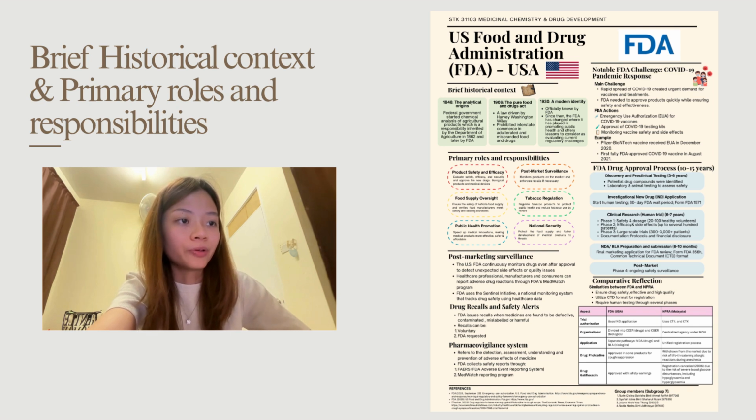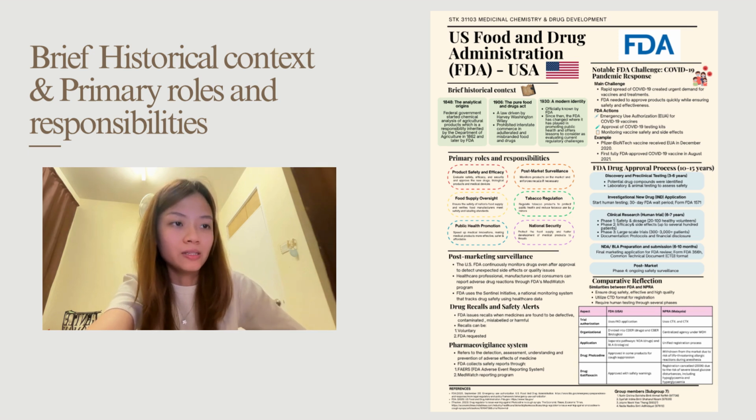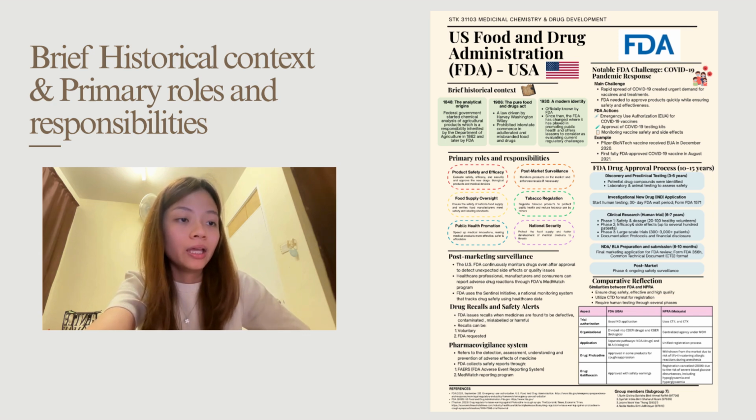Next, the FDA has several primary roles and responsibilities. First, in terms of product safety and efficacy, the FDA evaluates the safety, efficacy, and security of, and approves, new drugs, biological products, and medical devices. Next, in post-market surveillance, the FDA monitors products on the market and enforces recalls if necessary. Then, in food supply oversight, the FDA ensures the safety of the nation's food supply and verifies whether food manufacturers meet safety and labeling standards or not.